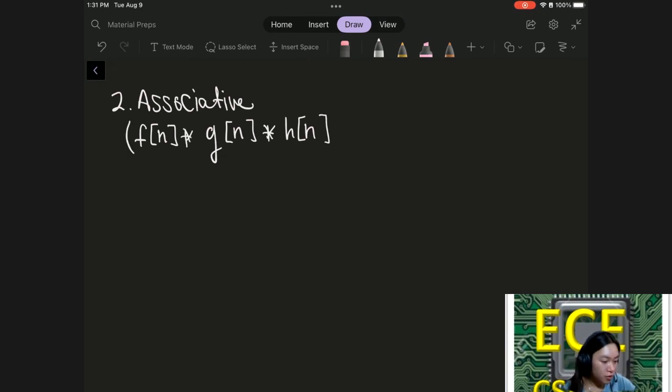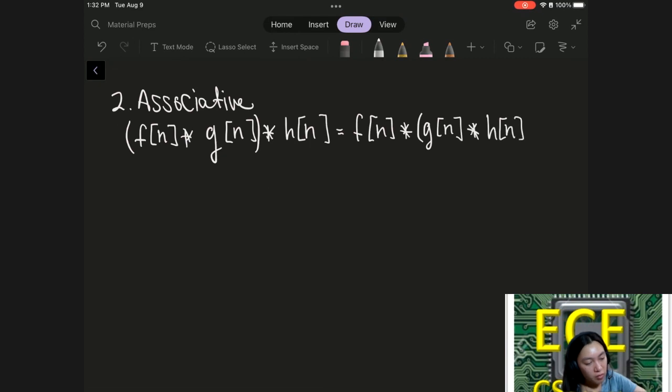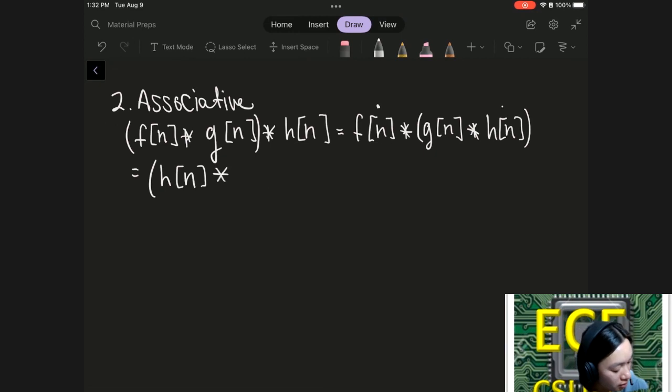So I could do these first 2 and then convolute the last one, and that would still equal if I were to convolute the last 2 functions and then convolute the first function. Or, it could also be that I convolute the first one and the last one and then convolute the remaining one. f of n convolute with g of n.